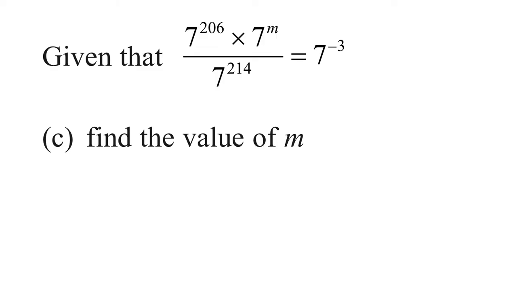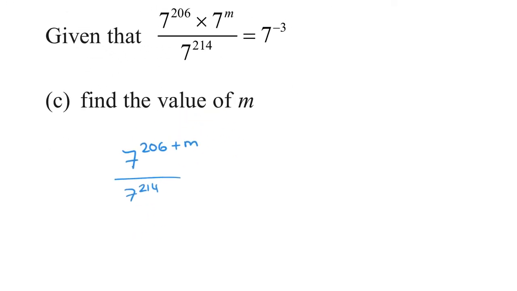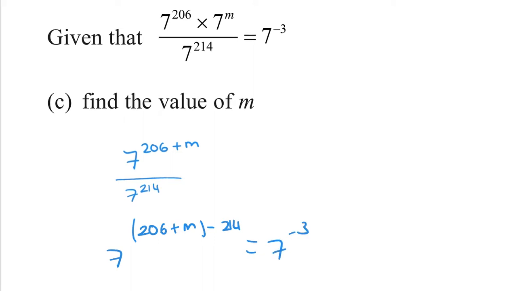Okay, what happens here? So we add the top. Now, guys, there's 2 different ways we could do this. So let's just do what you're saying. It's going to be 206 plus m, and then divided by 7 to the power of 214. This means 206 plus m minus 214. What does that equal? Yeah, 7 to the minus 3.